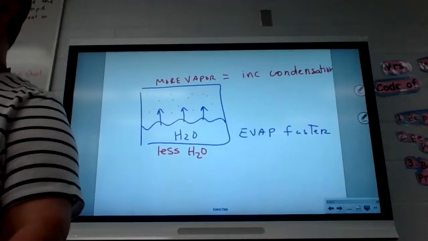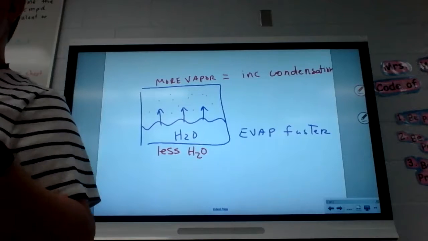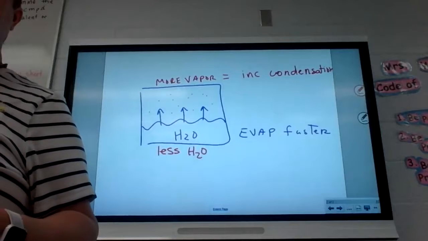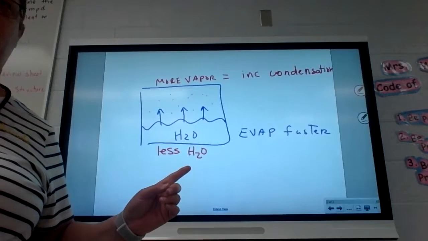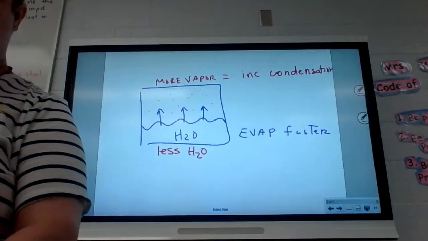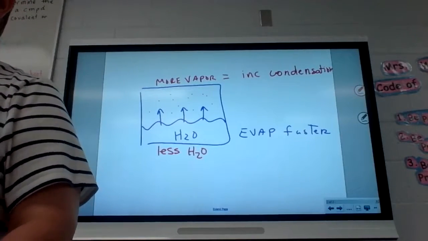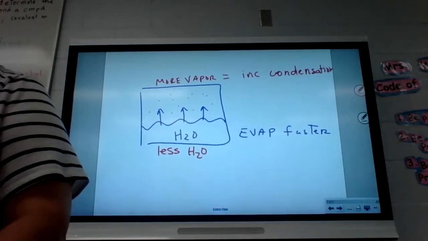All right. So in 34, it wants you to tell them what you would have to do to temperature to get these things. Would you increase the temperature or decrease the temperature? Can you ever leave the temperature the same? No. All right. So if you want the rate of evaporation to go up, you want to increase the rate of evaporation, what do you have to do to temperature? You got to increase it.